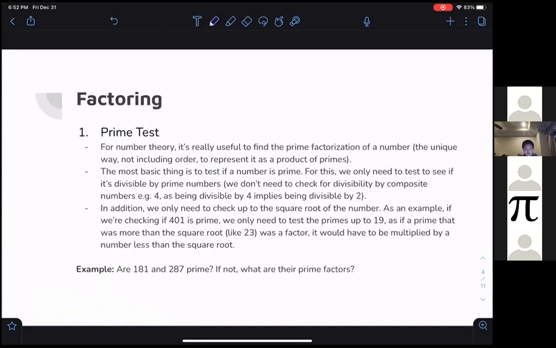287, the thing that jumps out is it's just a 28 next to a 7. So you can just divide by 7, you get 41. And it's just 7 times 41.